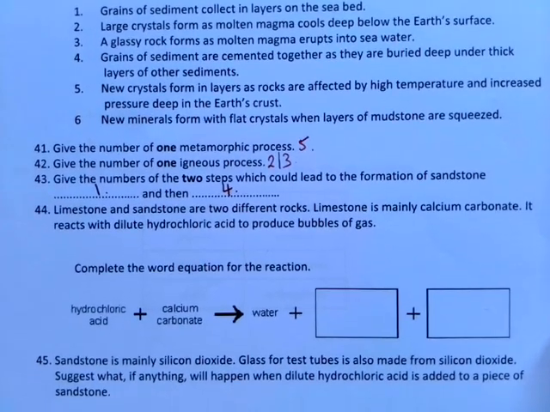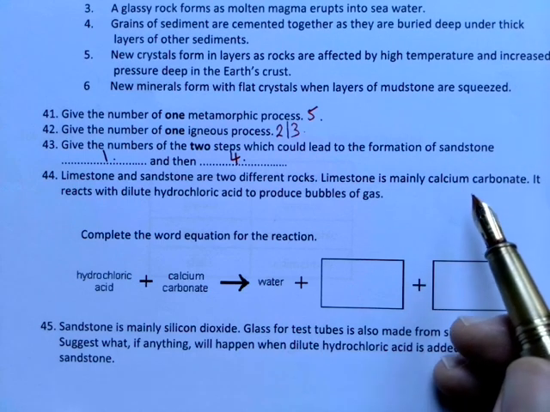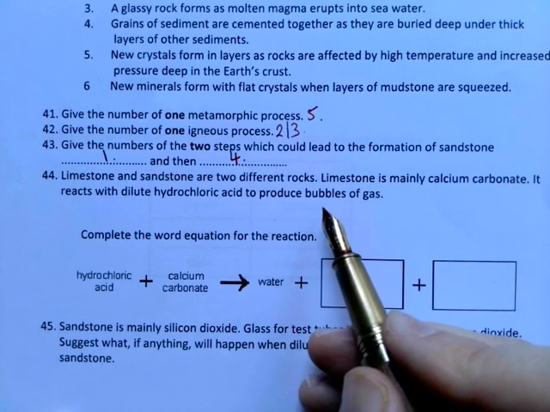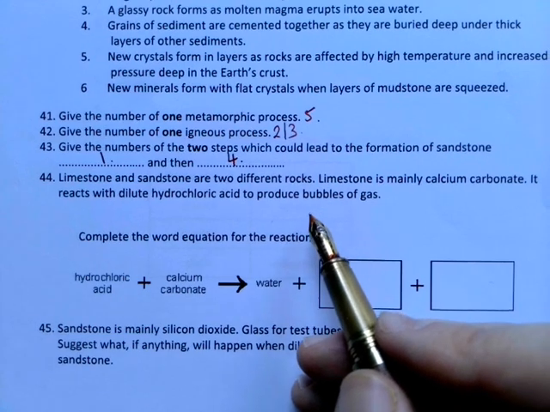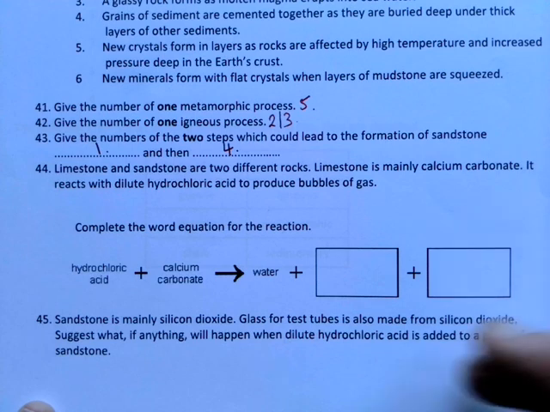Limestone and sandstone are 2 different rocks. Limestone is mainly calcium carbonate. It reacts with dilute hydrochloric acid to produce bubbles of gas. Okay, so you should know this equation, but you should also be able to work it out here.